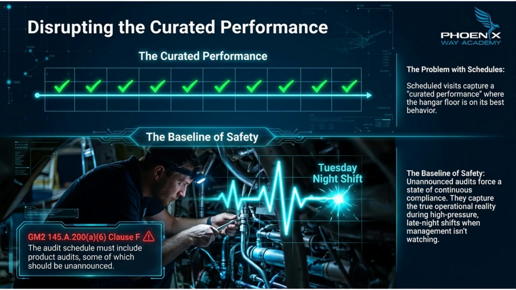Really? More than the scheduled stuff? Oh, without a doubt. The guidance provides an example of scheduling out 2 base maintenance hangars alongside hydraulic and electrical workshops with planned completion dates. But if the hangar floor always knows exactly when quality assurance is walking through the door, you are only ever auditing a curated performance. That's precisely the problem, you're auditing them on their best behavior. Unannounced audits force a state of continuous compliance. Because they never know when you'll show up. Exactly. They ensure that safety standards are being met on a random Tuesday night shift when the pressure is high and management isn't watching. It creates significant operational friction, sure, but it is totally necessary to capture the true baseline of safety.